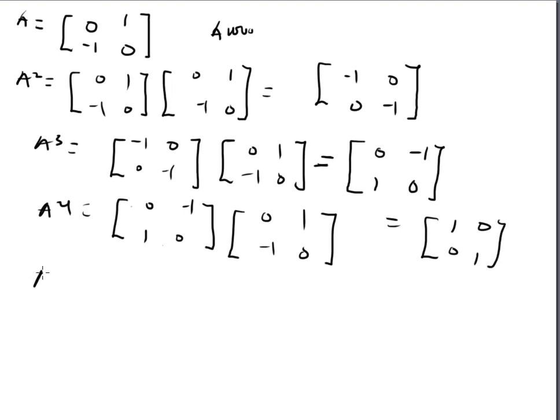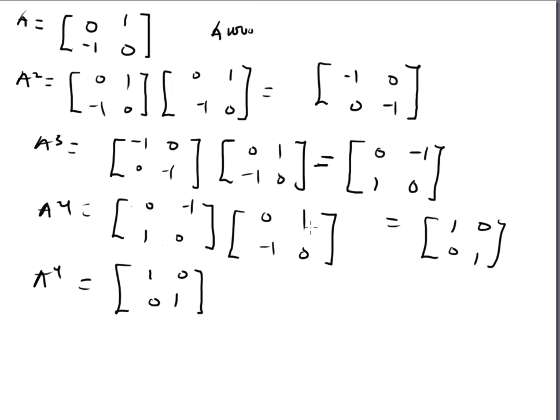So, right. So now A to the power 4. Are you seeing where we are getting to now? It gives us an identity matrix, right? A 2 by 2 identity matrix. Okay. Now, any number you multiply by an identity matrix, right? You get back that number.